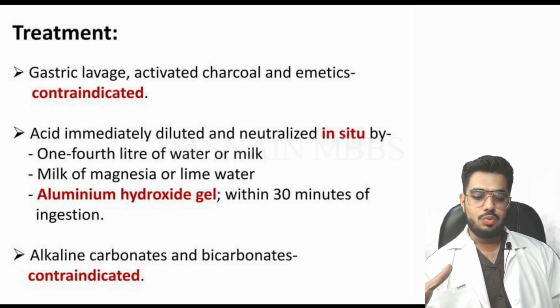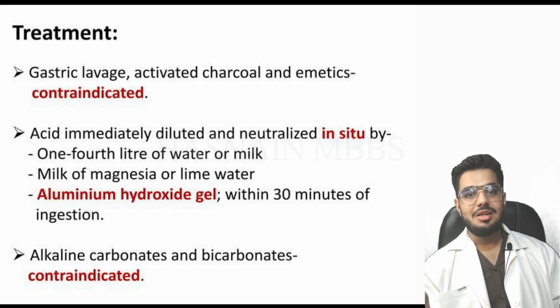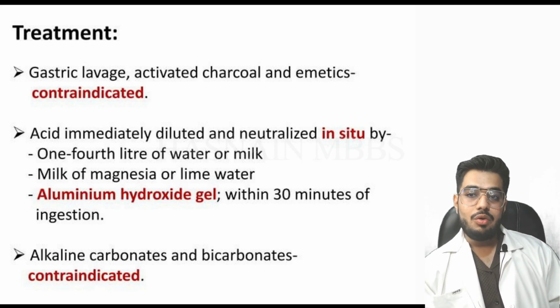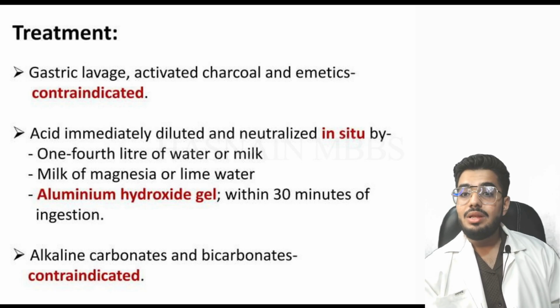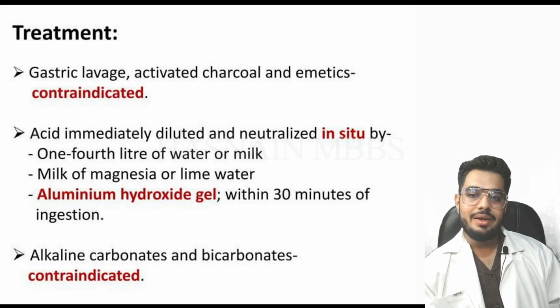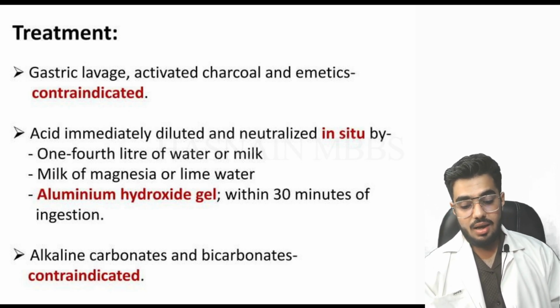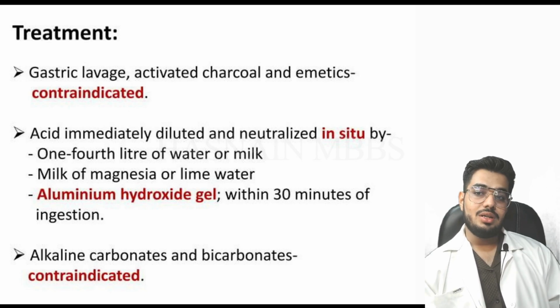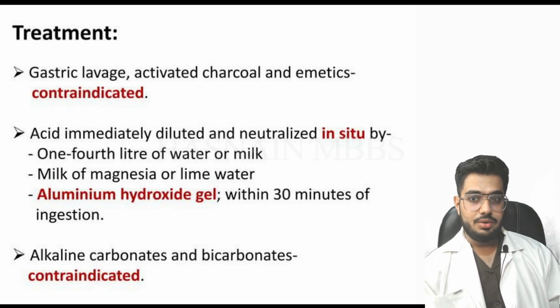What we can do is dilute the acid immediately in situ with a quarter of water, or milk of magnesia, or lime, or aluminum hydroxide gel. Within 30 minutes, aluminum hydroxide is effective. Alkaline carbonates and bicarbonates are contraindicated. Please make a note.